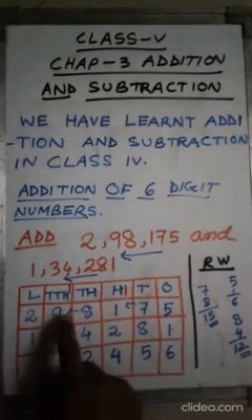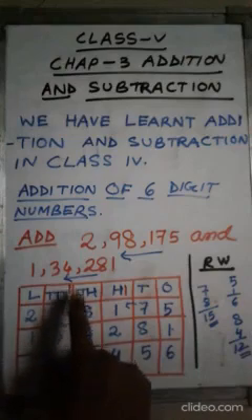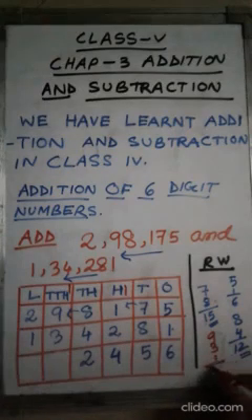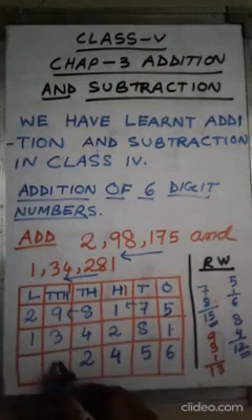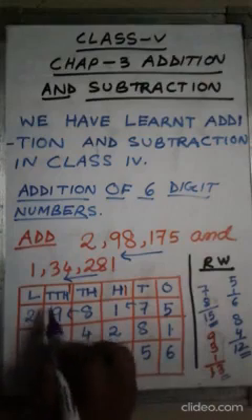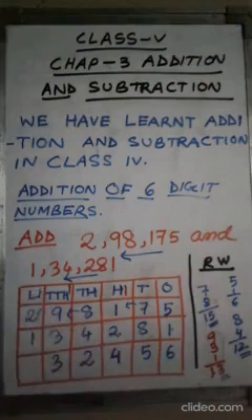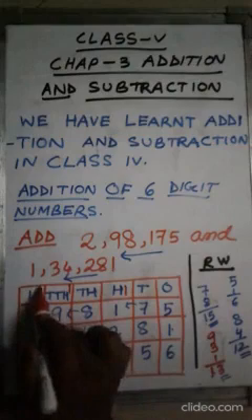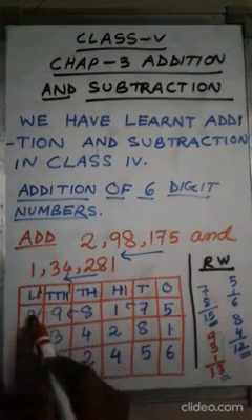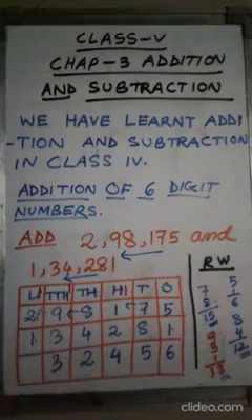9 plus 3 plus 1, it is equal to 13. 13, 3 I shall write here. 1 will be carried to the next lakhs place. 1 is carried. In lakhs place, 1 plus 2 plus 1, that is equal to 4.